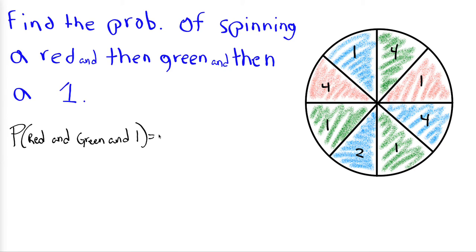What would make it dependent is if each answer would be changed because of what happened the first time. So, like, if I spun a red and then took out red, that'd be dependent if that happened.